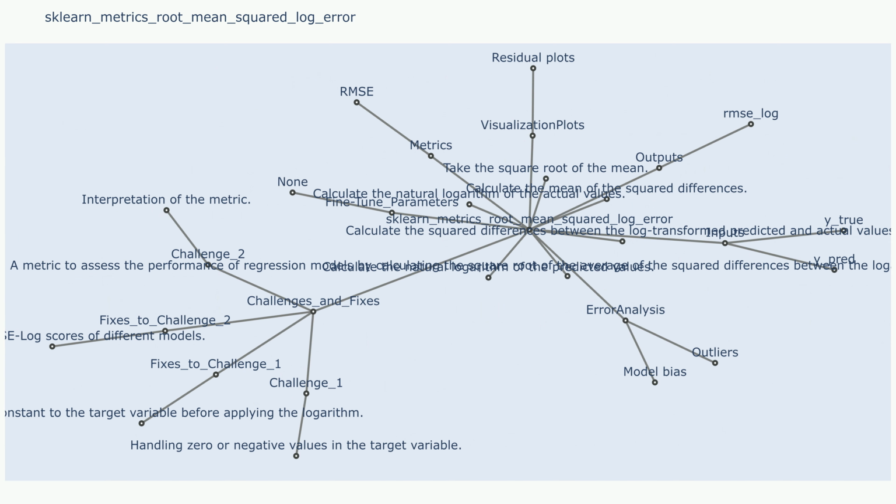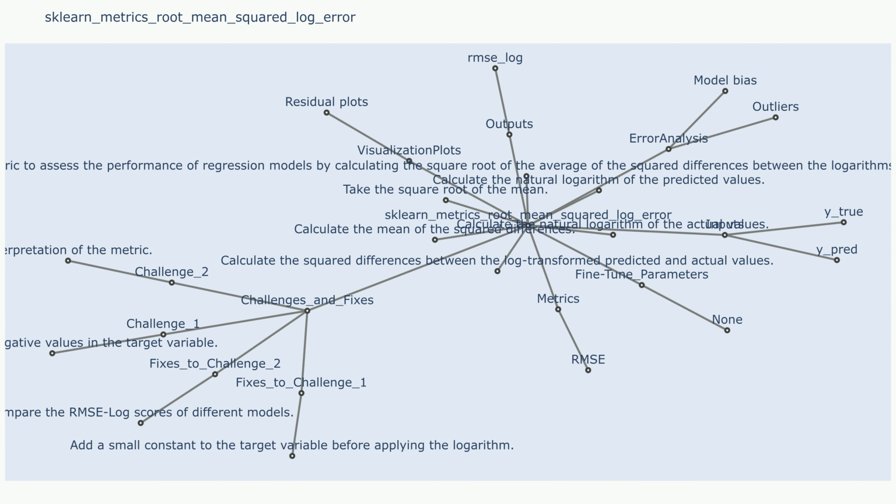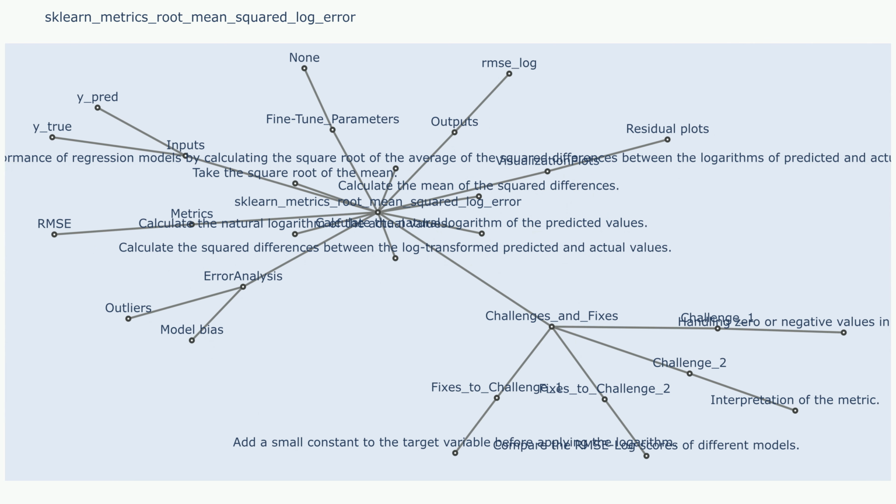Fine-tune parameters: none. This is a metric function, not a model. It does not have parameters to be fine-tuned. Uncertainty methods: confidence intervals can be used to estimate the uncertainty around the predicted values.